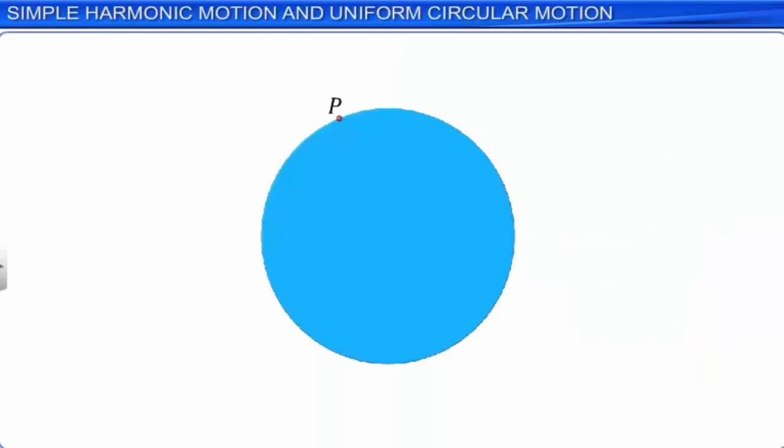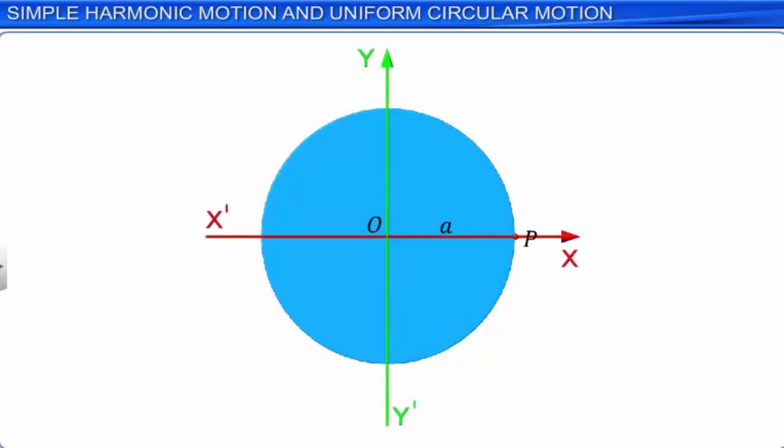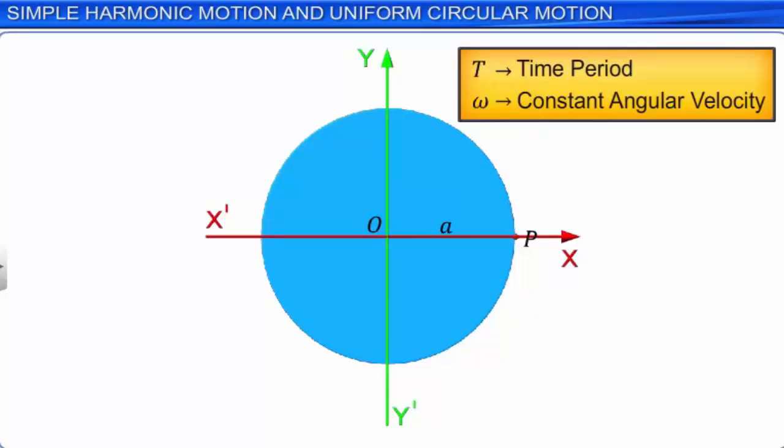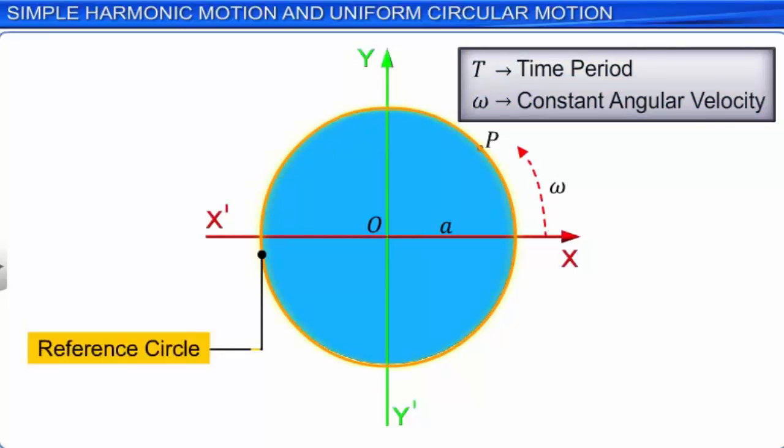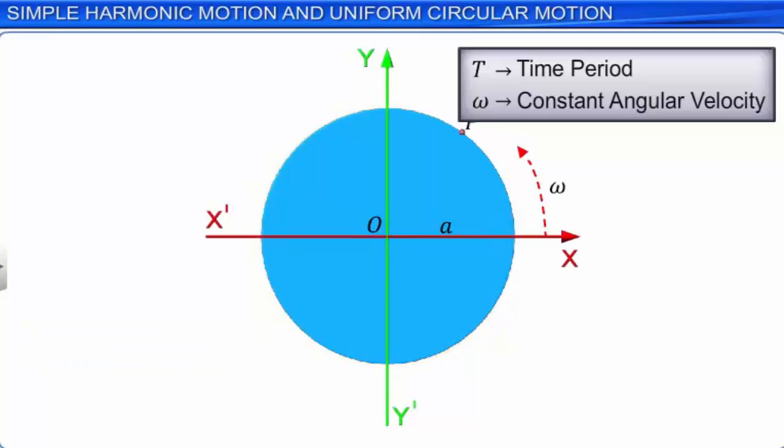Consider a particle P revolving along the circle of radius a with the center of the circle at the origin O of the coordinate axes. This particle is called the reference particle. Let the particle revolve with the time period T and a constant angular velocity omega. This circle is called the reference circle.